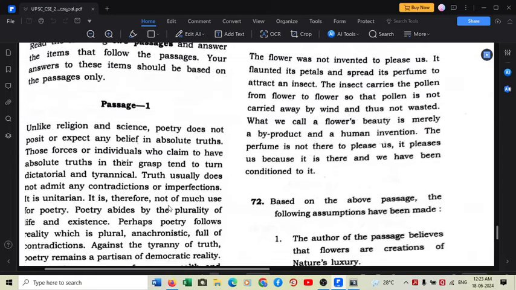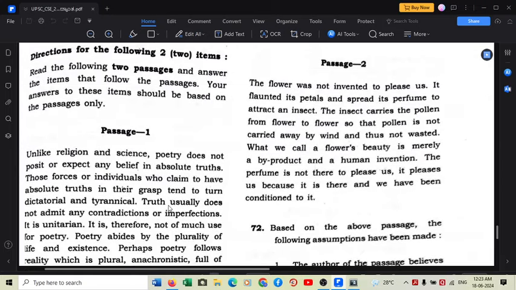Now, another small passage. The flower was not invented to please us. It flaunted its petals and spread its perfume to attract an insect. Okay, definitely yes, a flower has an attractive quality. This insect carries the pollen from flower to flower so that pollen is not carried away by wind and thus wasted. Very correct. What we call a flower's beauty is merely a byproduct and a human invention. Yes, definitely, because flowers look beautiful, but that beauty has a purpose.